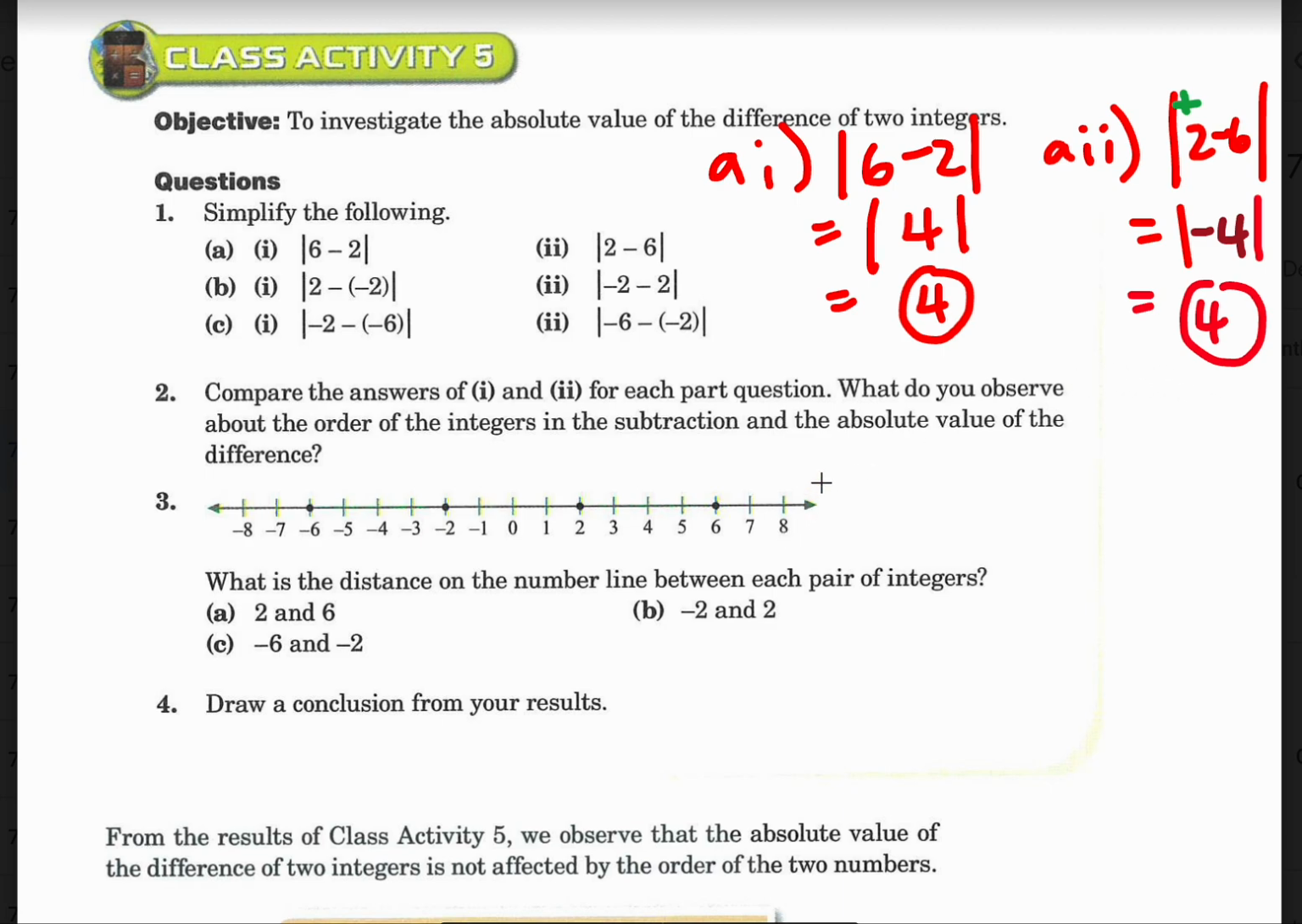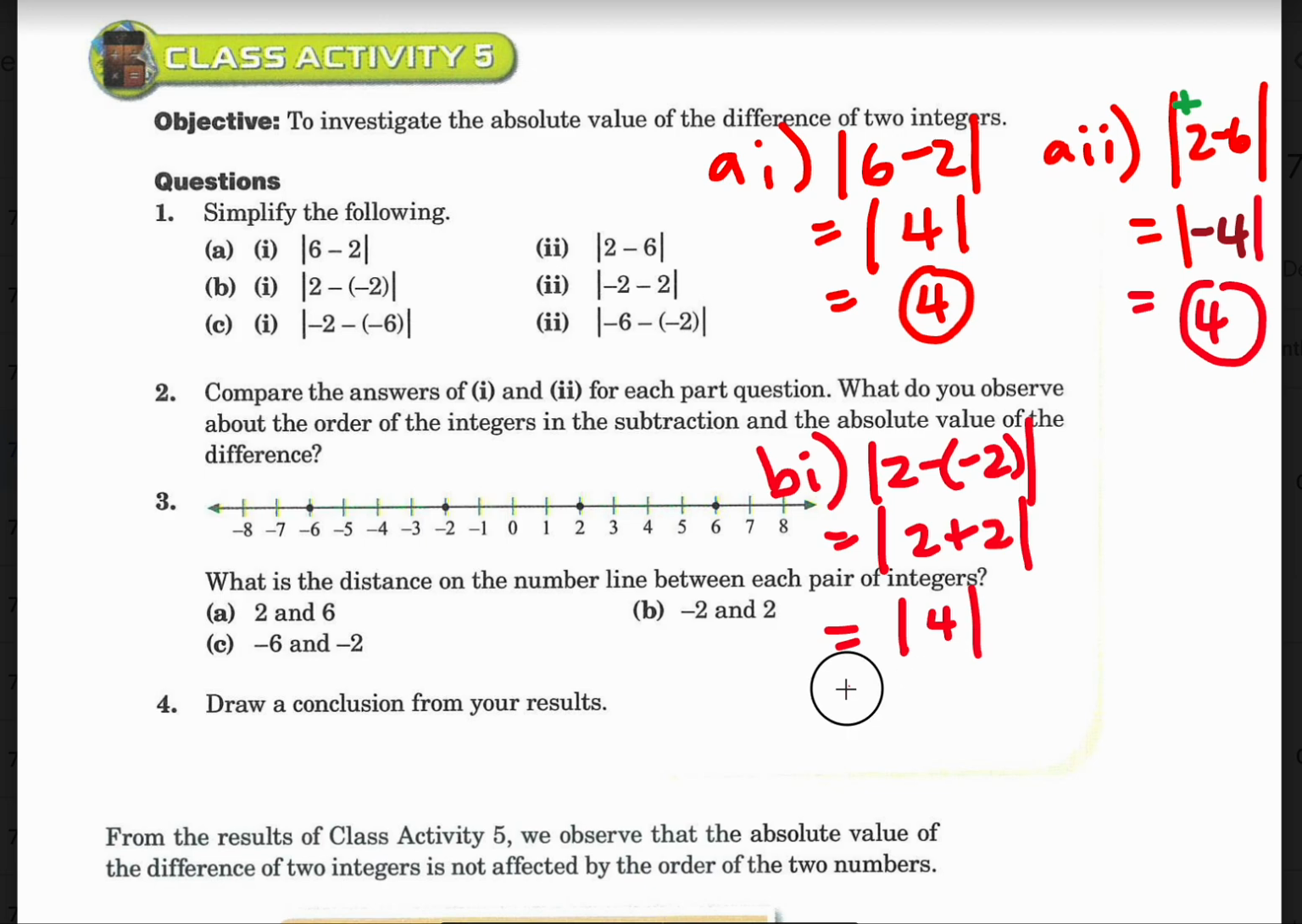Okay, let's try B1. It is absolute value of 2 minus negative 2. So first I'm going to change this to a plus, 2 plus 2, because I see two negatives right next to each other. So that's the absolute value of 4. Absolute value of 4 is positive 4.